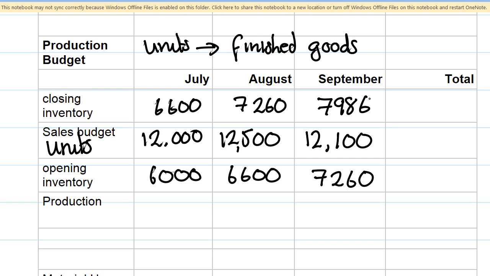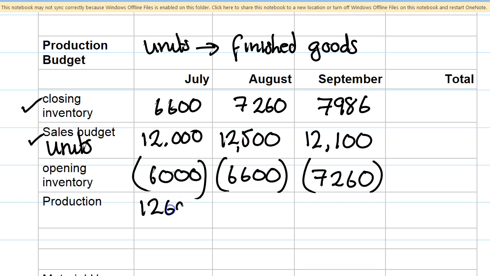To work out production, we do exactly the same as we did in the previous video. We think about what do we need to make. We need to make enough units to satisfy our customers and enough units to give us our closing inventory. But we don't need to make our opening inventory, it's already there. So we can then add up our figures. Closing inventory plus our sales units less our opening inventory will give us our production figures.